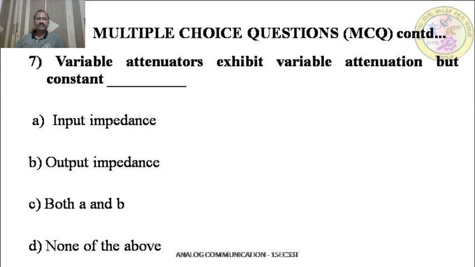Next, you are moving into the 7th question. Variable attenuator exhibits variable attenuation but constant dash: A, input impedance; B, output impedance; C, both A and B; D, none of the above. Especially in case of a variable attenuator, the attenuation changes, but the input and output impedance are not going to change. It has constant input impedance and constant output impedance. So for this question, the answer is C, both A and B.